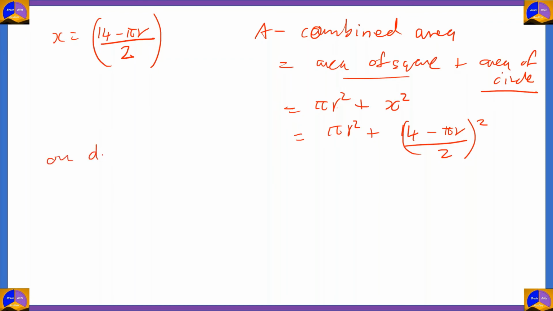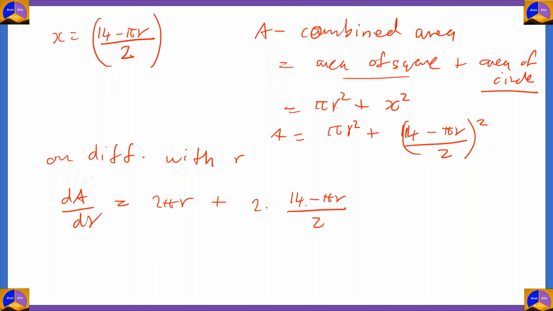Now, on differentiation with respect to r, we get dA by dr is equal to, the differential of pi r square is 2 pi r, and the differential of ((14 minus pi r) by 2), the whole square, will be done by the box method. So 2 times ((14 minus pi r) by 2), the whole raised to 1, times the differential of (14 minus pi r) by 2. So that will be minus pi by 2 times 1.